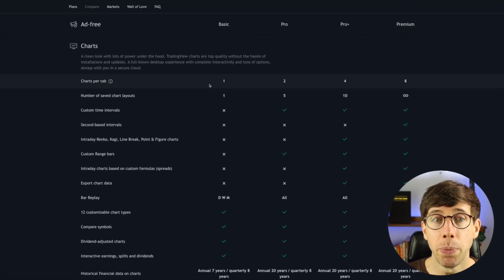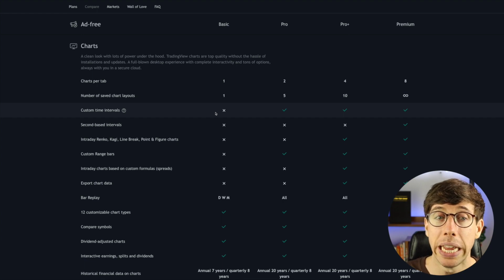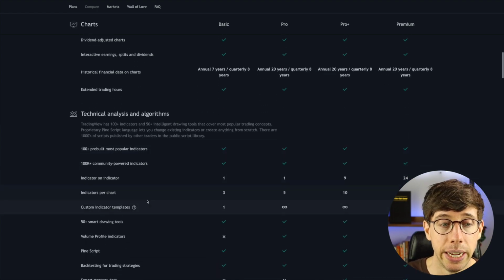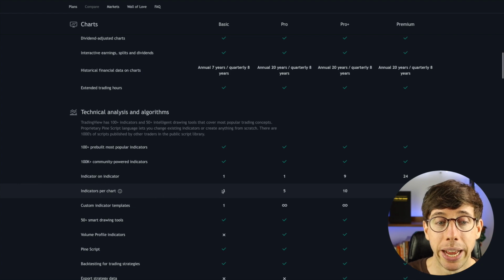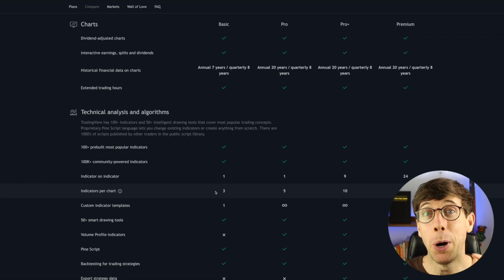So we can have 1 chart per tab, which means we can't have multiple devices. We can only have 1 saved chart layout. We can't do custom time intervals. We're stuck with what they have. The other thing is that we can have up to 3 indicators per chart. This is not a problem at all, because we're really only going to use 2 indicators for our charts.